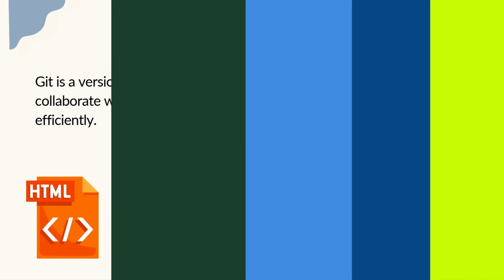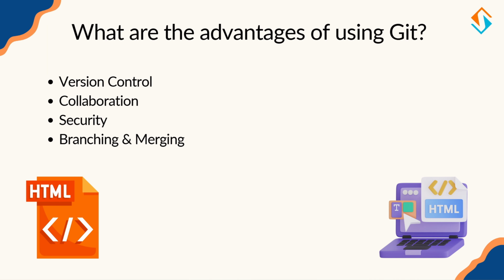Okay. Next question is, what are the advantages of using Git? So first is version control. Keeps track of code changes. Second is collaboration. Multiple developers can work on the same project. Third one is security. Uses cryptographic hashing SHA-1. And the last, branching and merging. Developers can experiment with new features without affecting the main code.